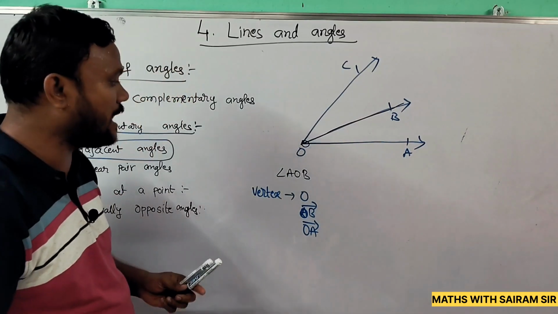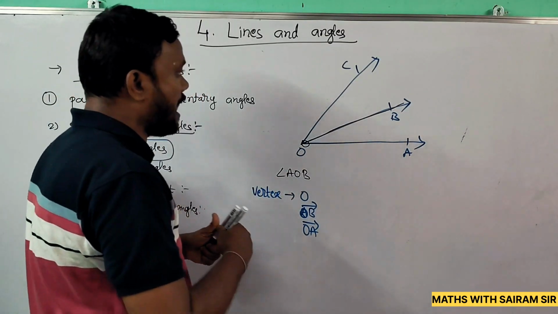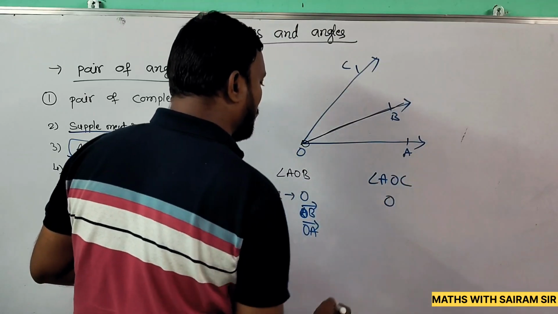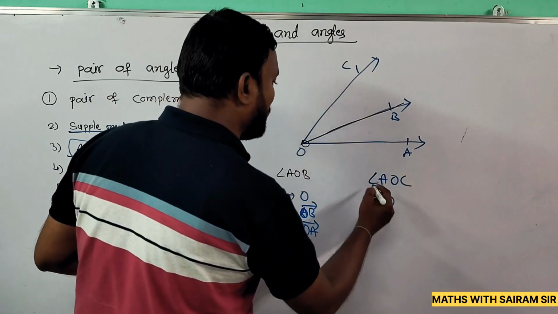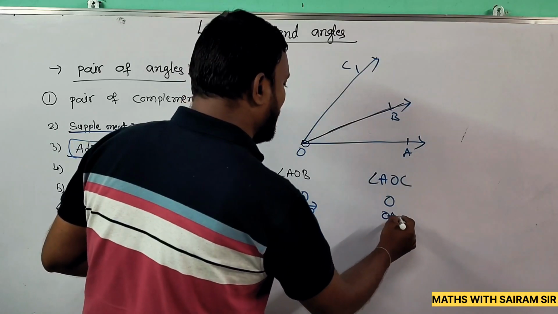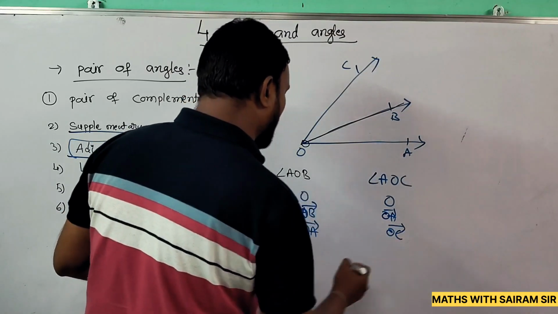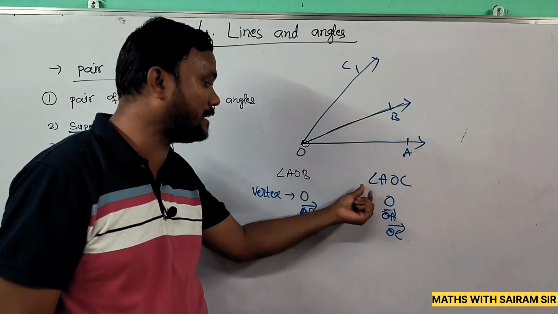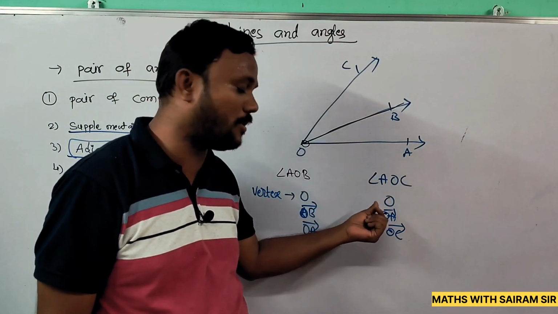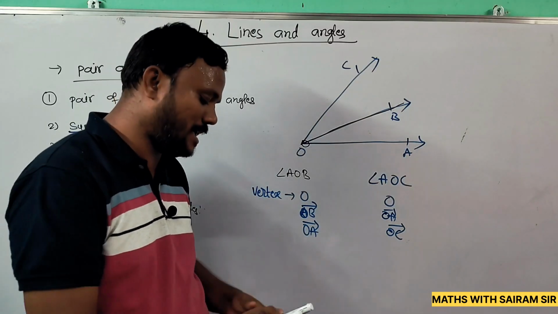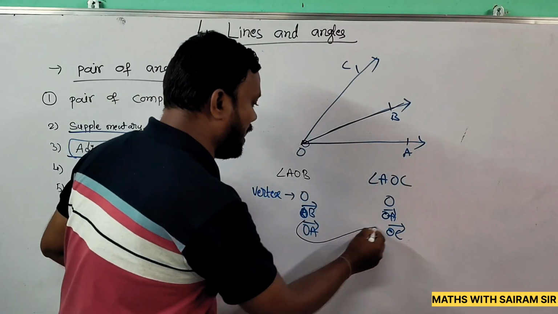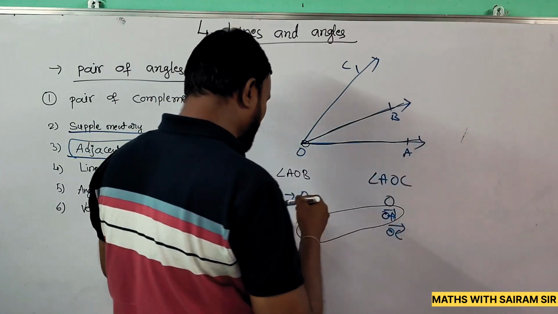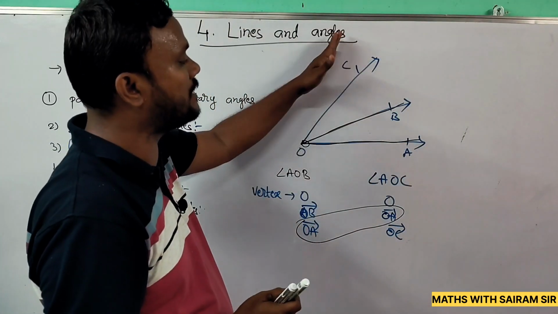Similarly, if I take angle AOB and another angle, angle AOC, the vertex is also O. By which arms is it formed? It is formed by this OA ray and OC ray. If you observe this, you can notice that these two angles also have a common vertex O and a common arm OA. Here OA is a common arm, but the non-common arms are on the same side of this common arm.